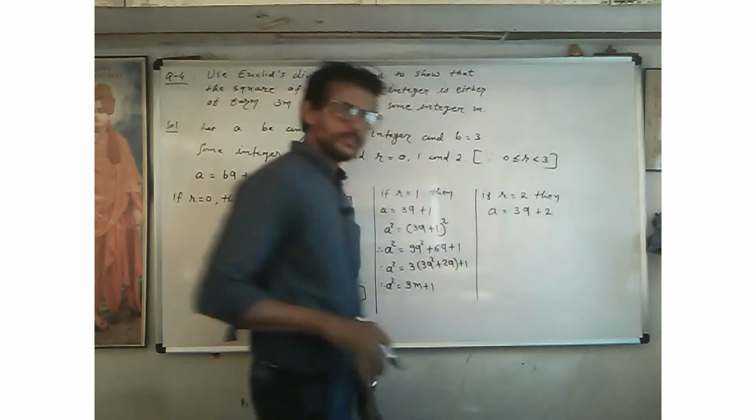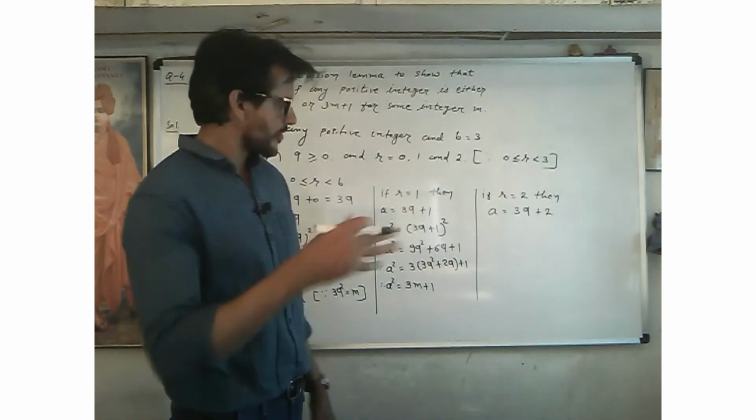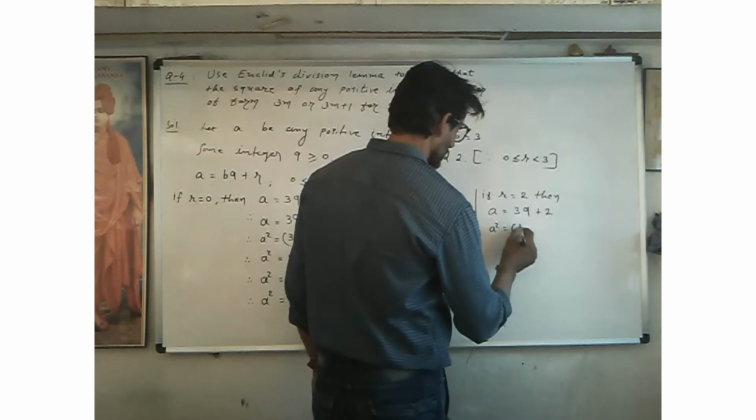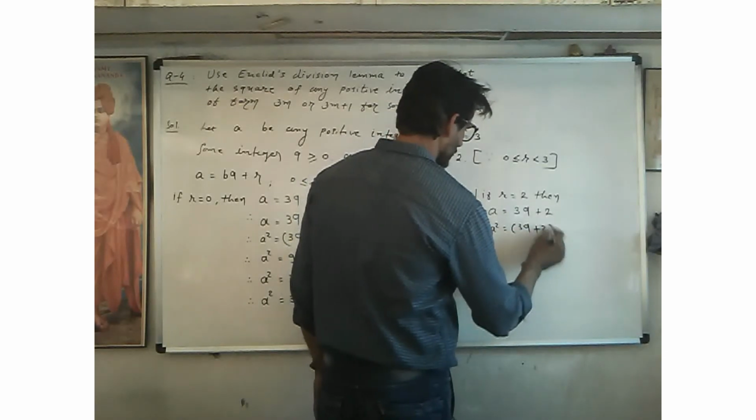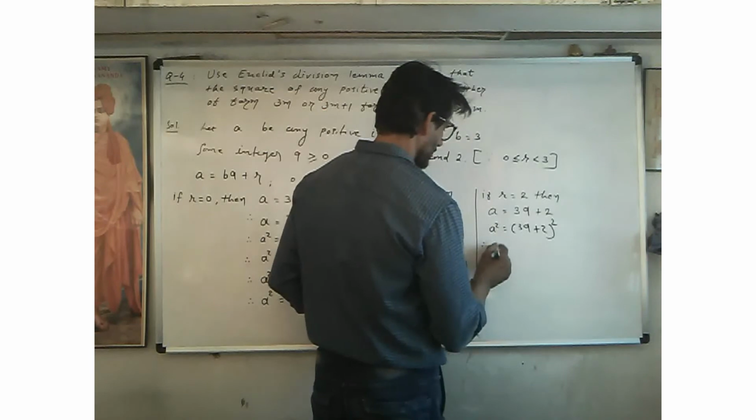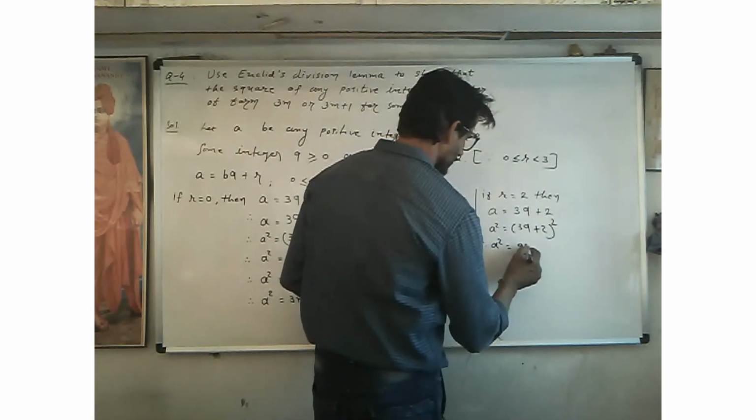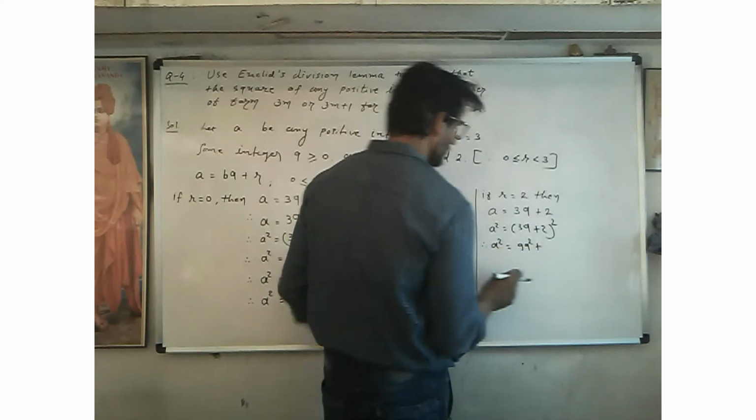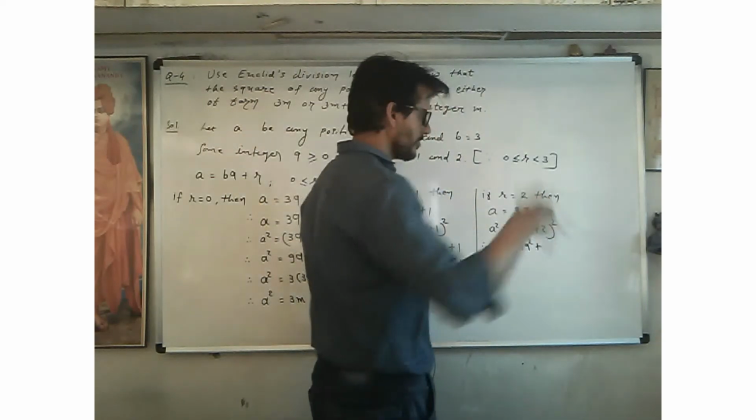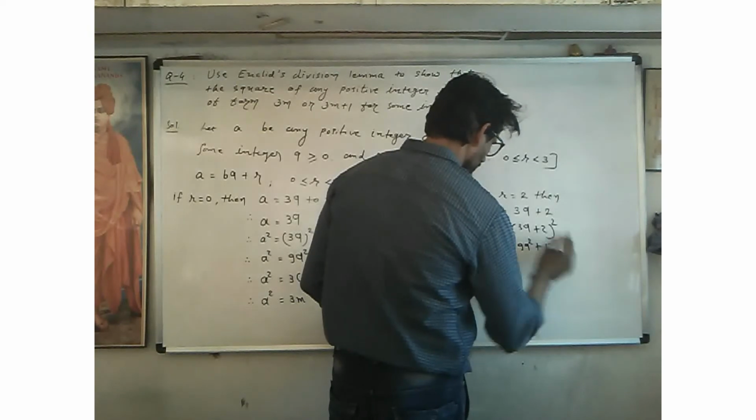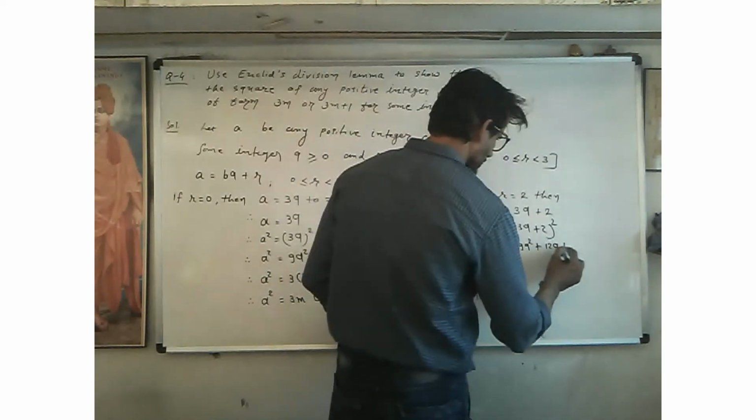As per the question, square both sides. a square is 3q plus 2 all square. That's why a square is equal to 9q square plus 12q plus 4.